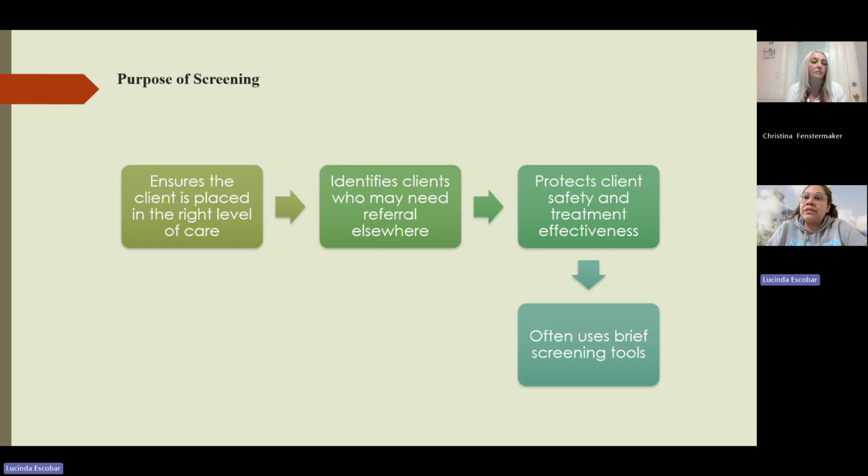The purpose of screening is to make sure the client is in the right place. It helps counselors identify whether the program can meet the client's needs or a referral is necessary. The screening process protects client safety and ensures they receive the most appropriate care for their situation.